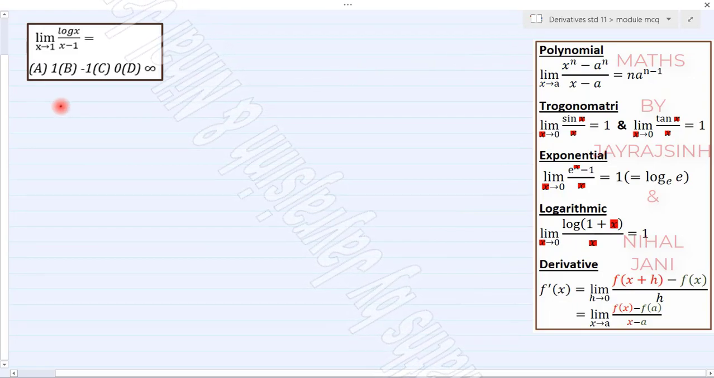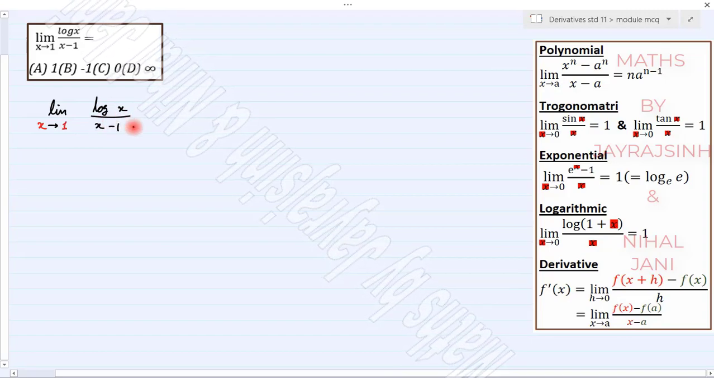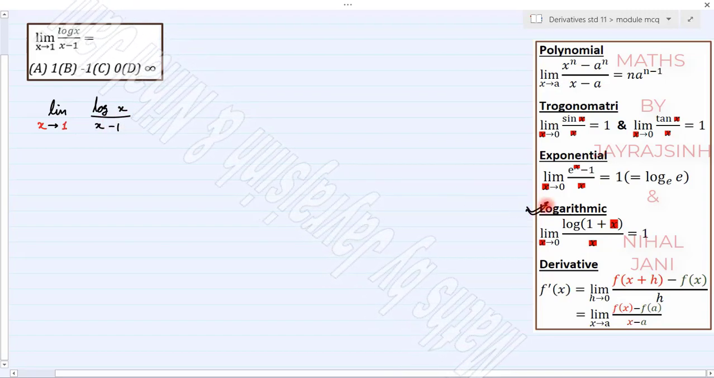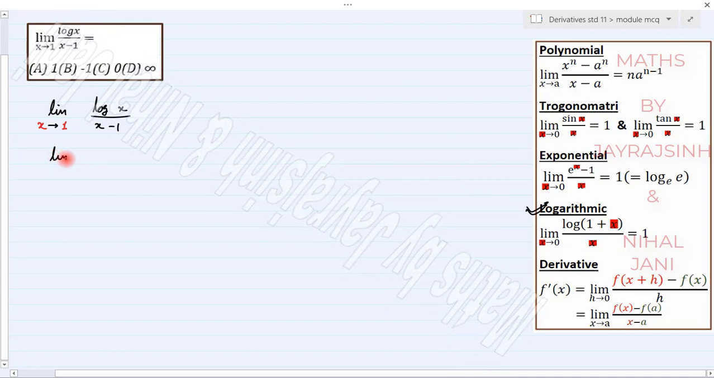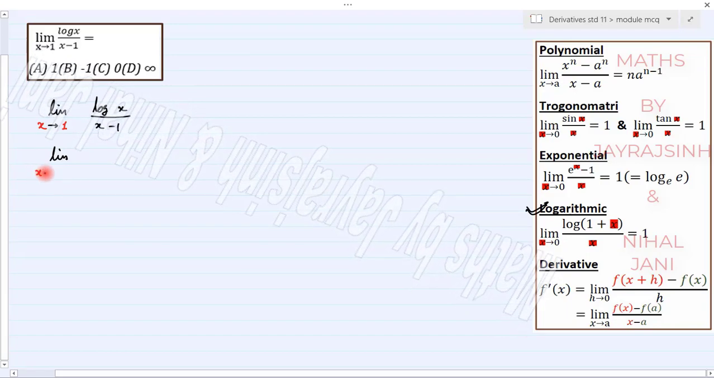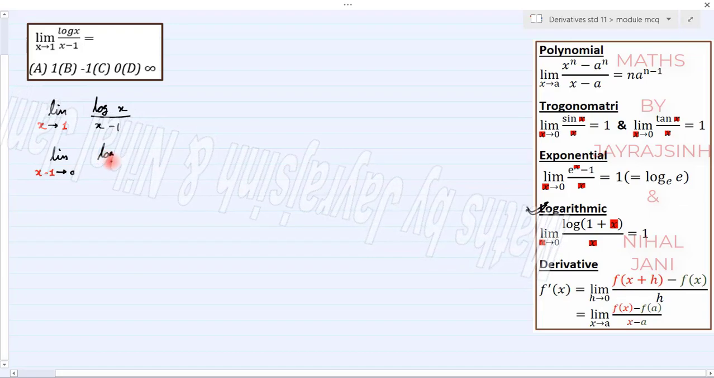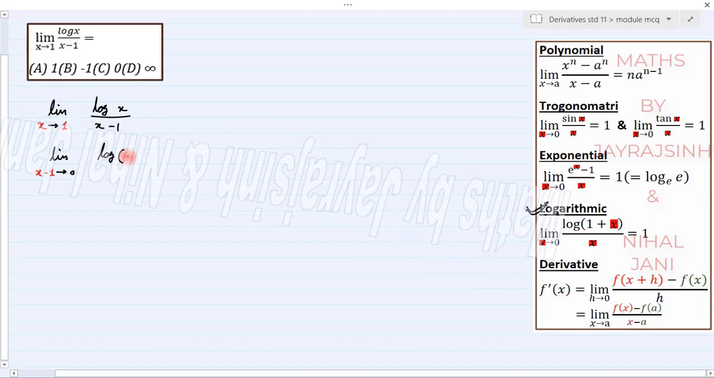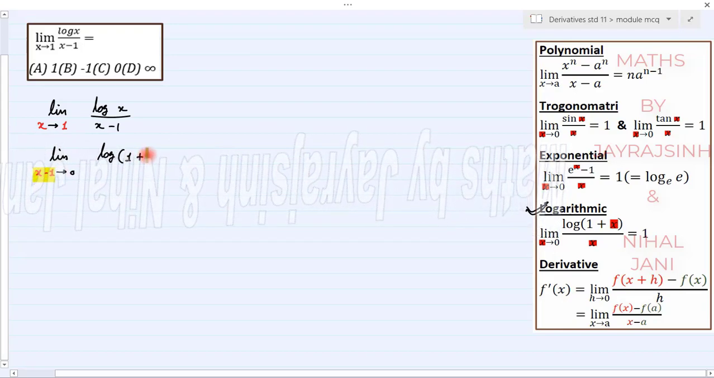In this question, we have to solve limit x tends to 1 log x upon x minus 1. Now, here we have logarithmic functions, so we have to convert into this standard form. And for that, let's change your limit. If x tends to 1, we can say x minus 1 will tend to 0. Similarly, within the log, we need 1 plus your function, which is x minus 1.